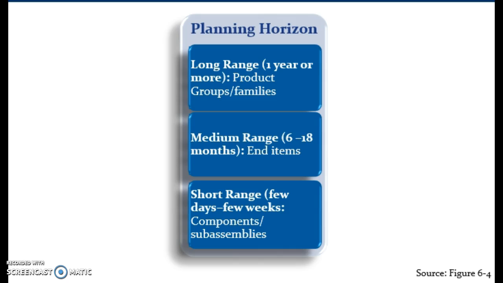There are 3 time frames covered in the planning horizon: long range, intermediate range, and short range. Long range plans are those covering a year or more, which focus on major decisions regarding capacity and aggregate production plans. Medium range plans span 6 to 18 months and involve tactical decisions regarding employment levels and similar issues. Short range plans range from a few days to a few weeks and deal with specific issues and the details of production, quantities of items to be produced, schedules, and sequences.